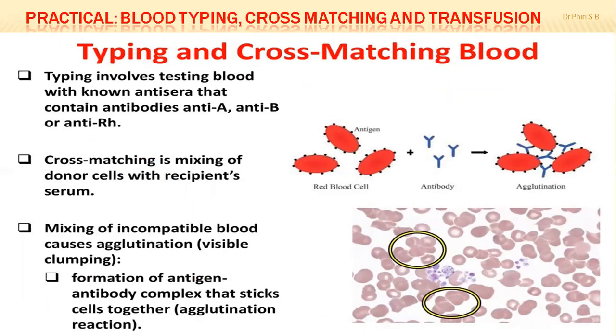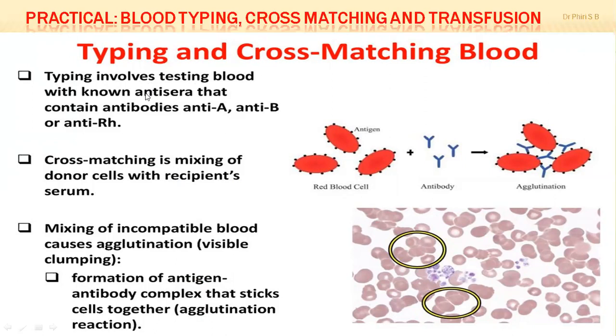Blood typing and cross-matching. We've already looked at blood typing. Typing involves testing blood with antisera that contain antibodies: anti-A, anti-B, and anti-D, or anti-rhesus factor. So when you're looking at blood typing, you need to type the blood against the antisera. The antisera is the one that contains antibodies.